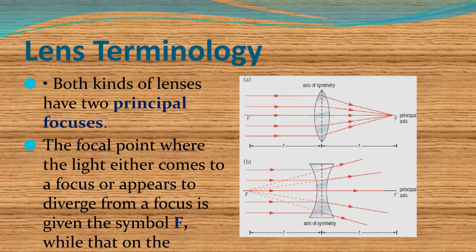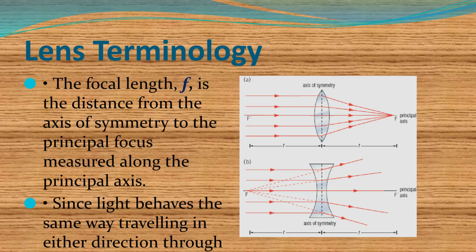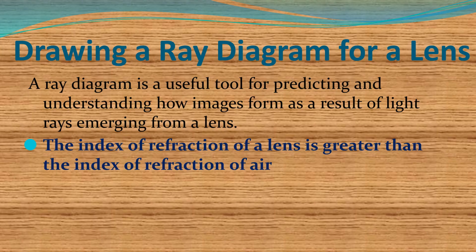The focal point where light focuses or appears to diverge is symbolized by F, and the focal point on the opposite side is F'. The focal length, denoted by f, is the distance from the axis of symmetry to the principal focus along the principal axis. Both types of thin lenses have two equal focal lengths. A ray diagram helps predict and understand how images form after light rays emerge from a lens.